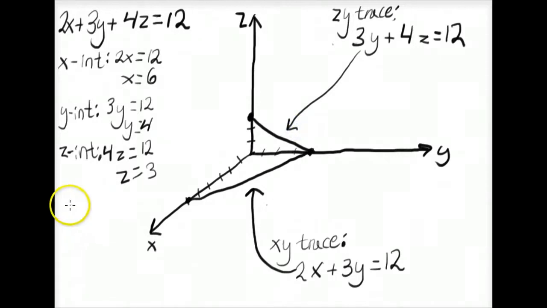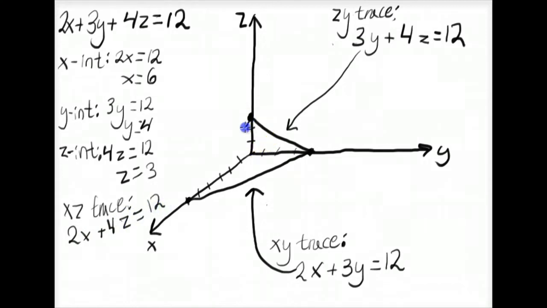Then finding the xz trace, we just need to set y equal to 0. So we'll get 2x plus 4z equals 12. And this equation turns out to be a line that passes through these 2 points. So our plane that is graphed by 2x plus 3y plus 4z equals 12 turns out to be this section right here. So in order to graph these equations with 3 variables, all you really need to do is find the x, y, and z intercepts and then draw the plane from there.